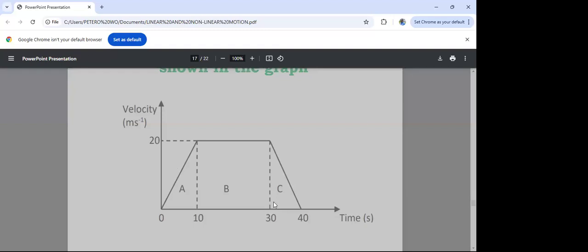Okay? Yes. Then lastly, it decelerates uniformly for 10 seconds. Okay, it decelerates uniformly for 10 seconds. Thank you, Melissa.